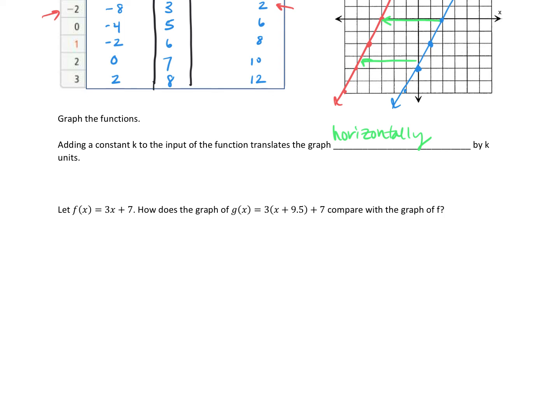All right, so let's just follow up, make sure we got this. Let f of x equal 3x plus 7. How does the graph of g of x equals 3 times x plus 9.5 plus 7 compare with the graph? So I'm not going to go through that whole graphing again. That was just for us to discover, oh, if I change something, if I add something to the input, if we're changing our x's, adding or subtracting something to the x's, it will be a horizontal translation. And we just talked about the tricky x, right?